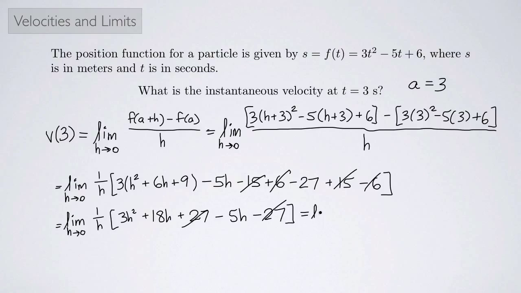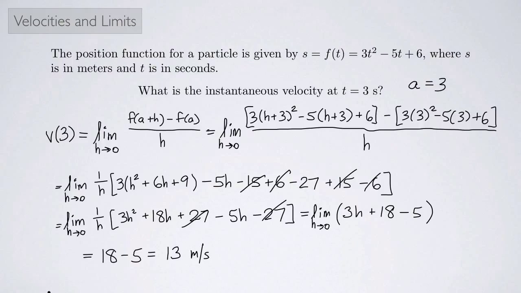And so I'm going to get the limit as h approaches 0 of, and what will I have left here? I'll have a 3h plus an 18 minus 5 once I divide out the h's. And then if I let h go to 0, this is just 18 minus 5. So my final answer for this is 13 meters per second. And that's for my instantaneous velocity at t equals 3.